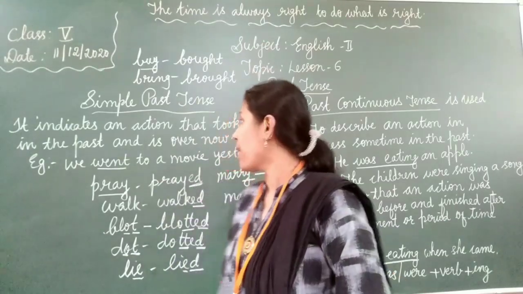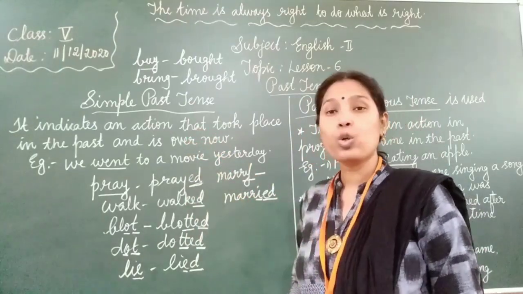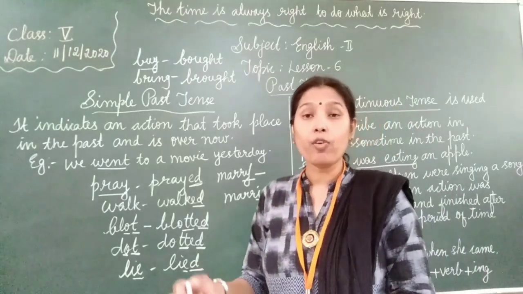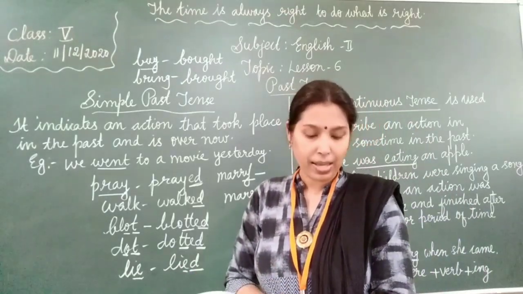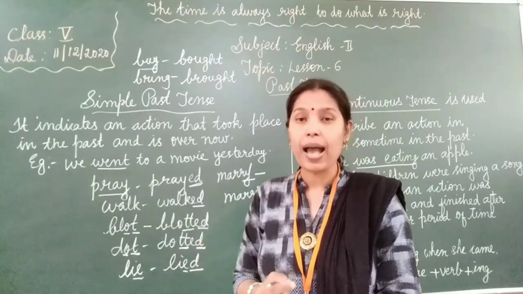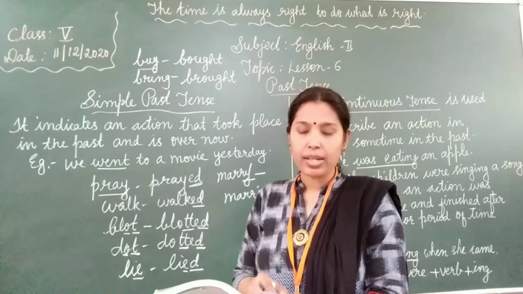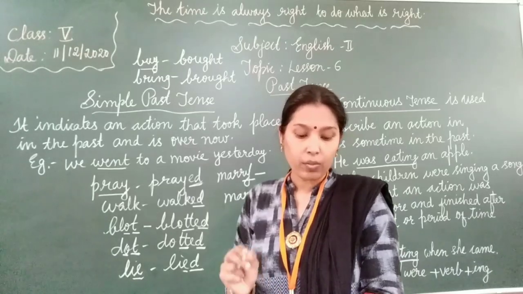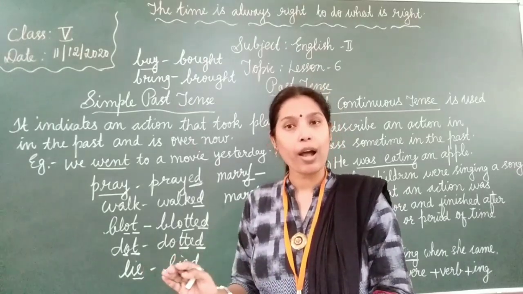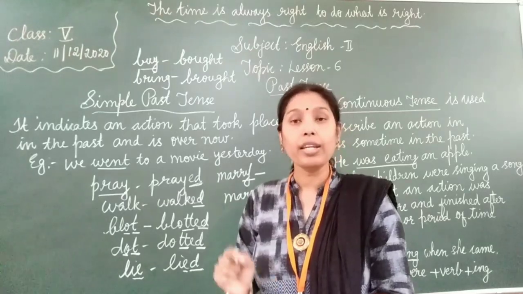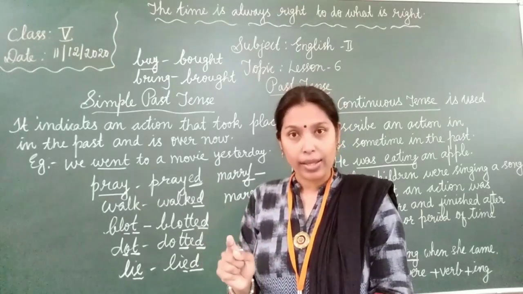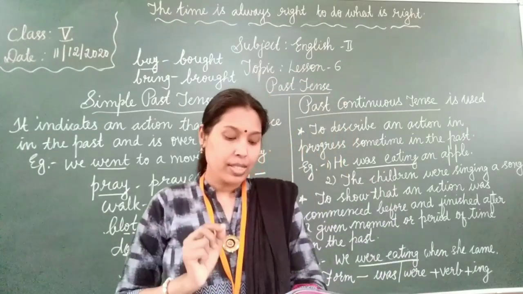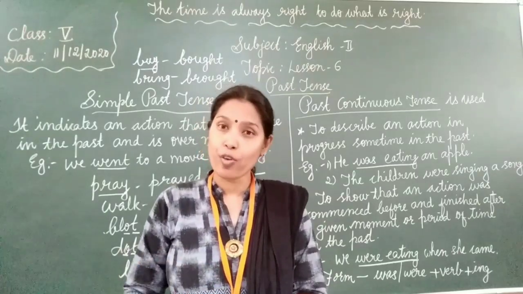So what is simple past tense? It indicates an action that took place in the past and is over now. The forms of verbs we can use for simple past tense are: at the end of most verbs add ed, and in verbs that end in a single vowel and consonant we double the consonant and add ed. Then in verbs that end in e we just have to add d. Then in verbs ending in y we change the y to i, then add ed. Okay. Then some verbs do not follow the set of rules to form past tense.